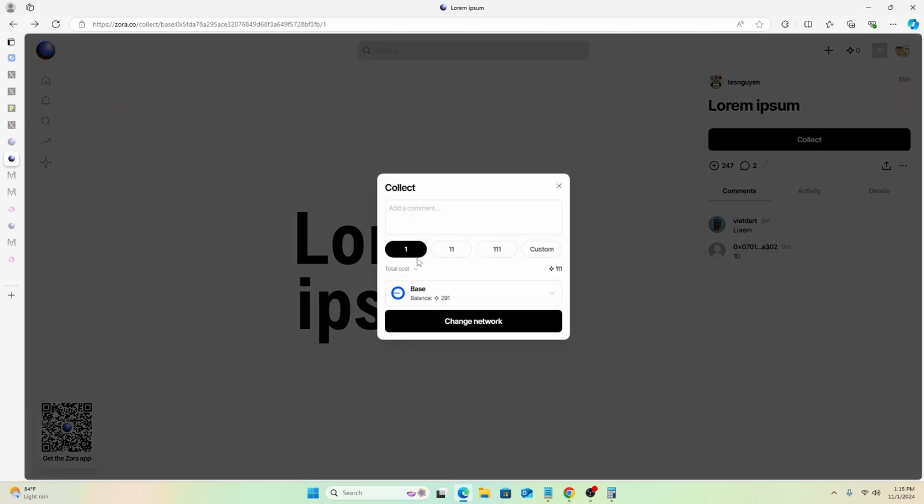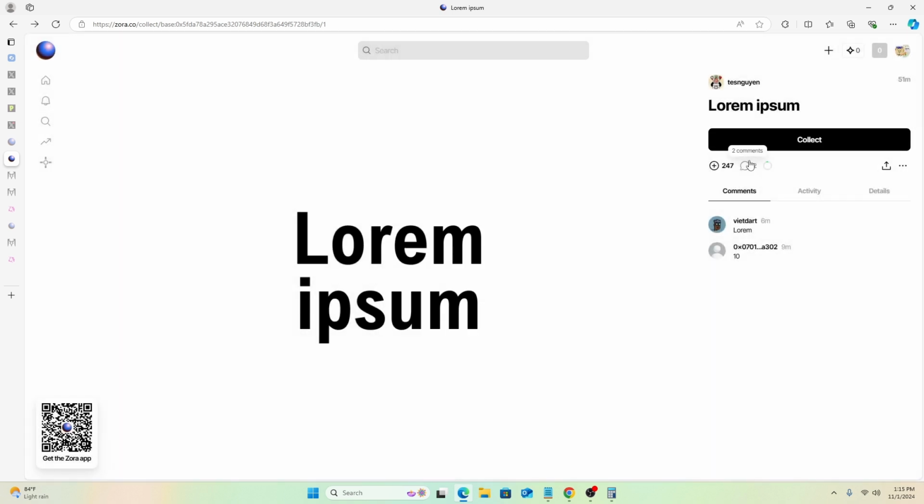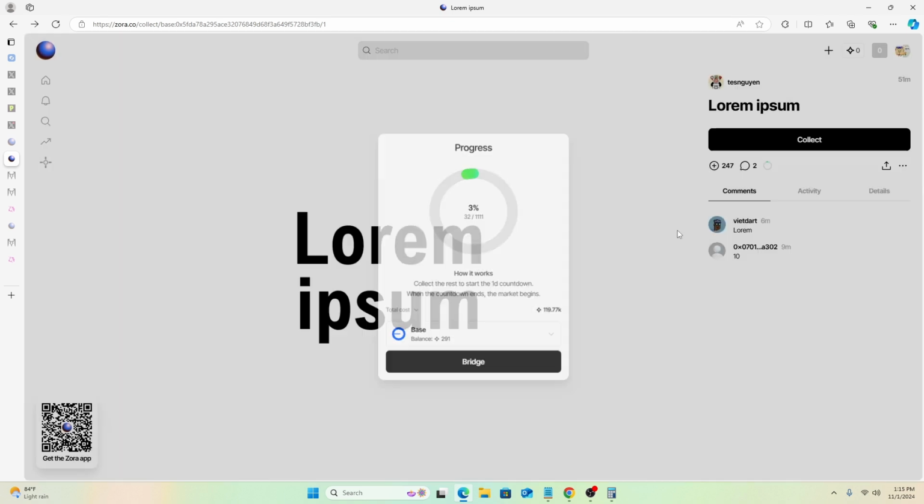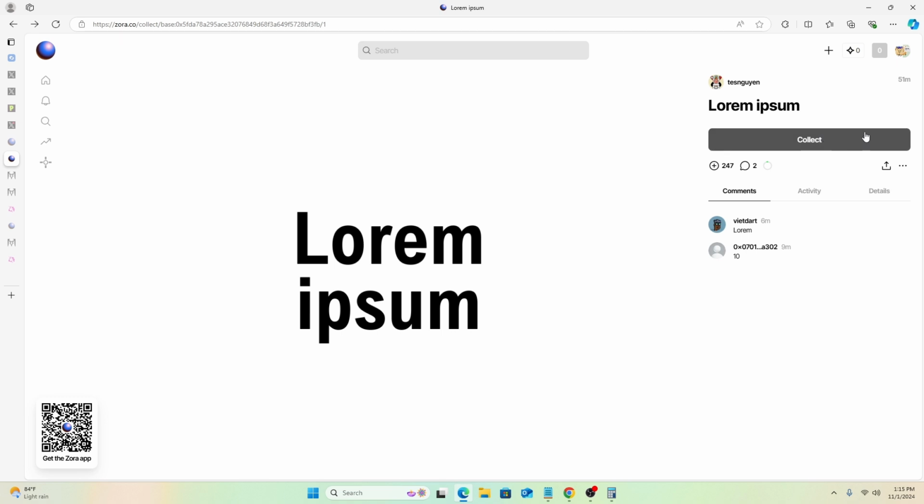Before a token is launched for this particular NFT, this has to be fulfilled or completed, the quota here. So for now, 32 mints of 1111 means 1111 more mints have to take place before the token is launched on Dex Screener. For now, everybody collects at the same price.